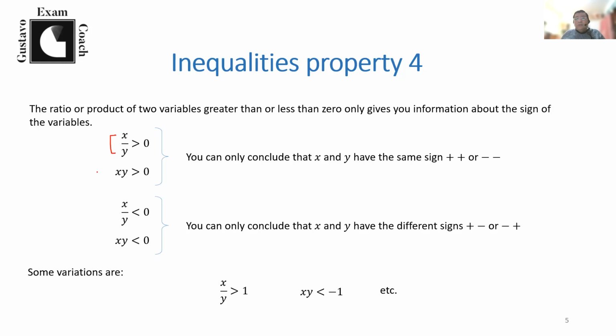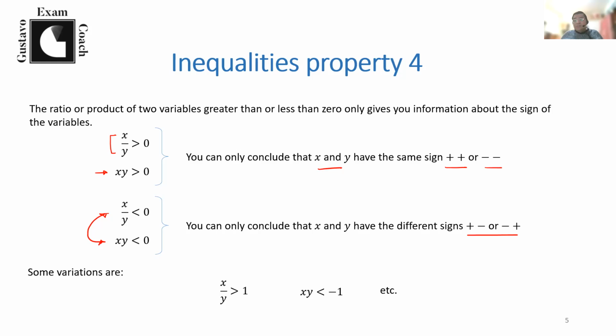You have a ratio of two variables, here a product, but if either the ratio or the product is greater than 0, then you know that x and y must have the same sign. Two positive or both of them negative. But if they tell you that the ratio or the product is less than 0, then you know that the two expressions appearing in the ratio or the product are actually different in signs. But if you don't know the sign of any of them, you need to consider both possibilities in your analysis.